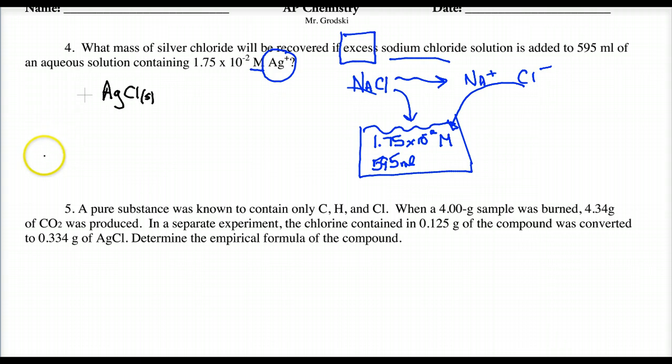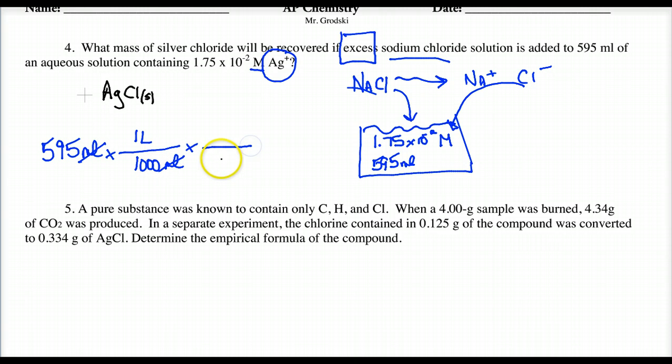In any case, I'm just going to start with 595 milliliters. I'm going to get rid of my milliliters, and I know that for every 1,000 milliliters, I have a liter. And that gives me a liter. And the reason I'm going there is I'm going to use my molarity as my converting factor. And there's how many moles? There is 0.0175 moles. I'm getting that from this number for every 1 liter.